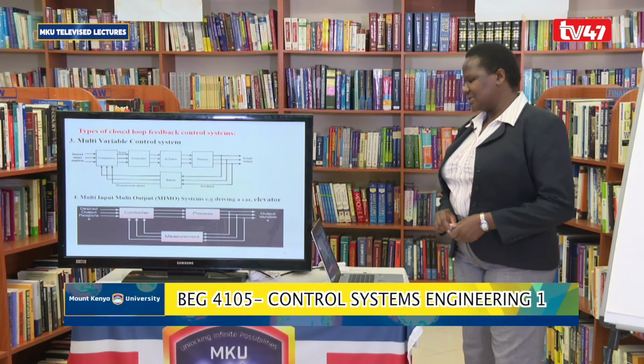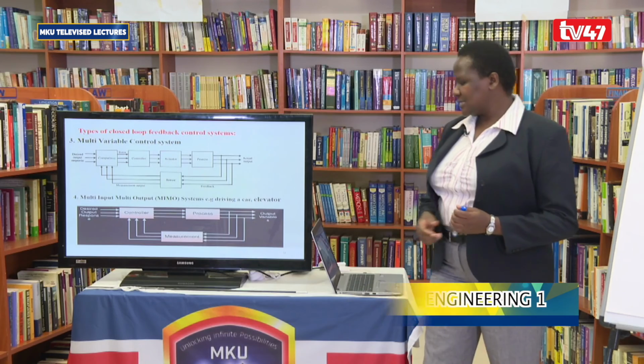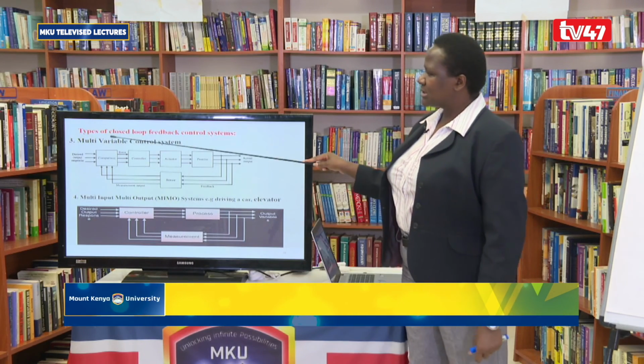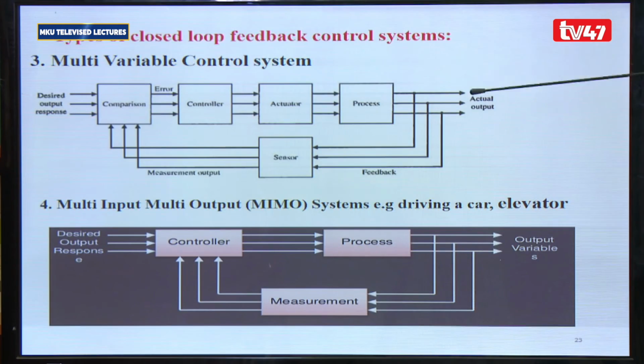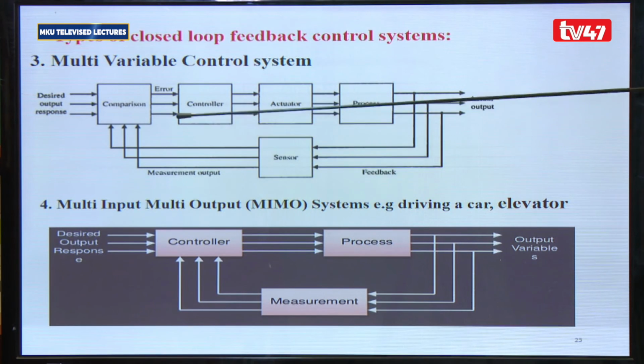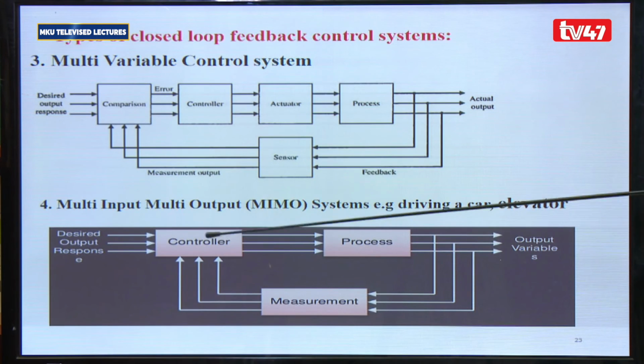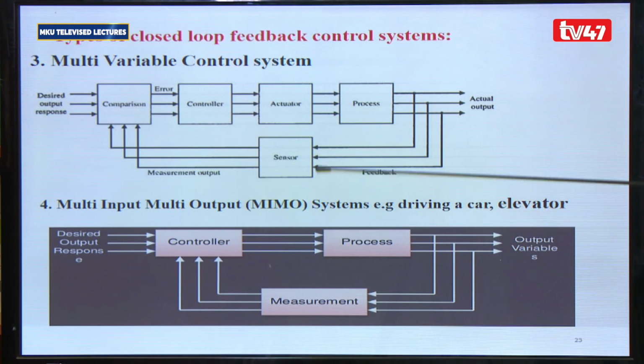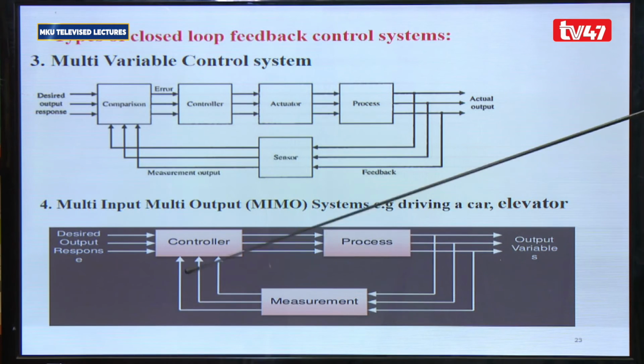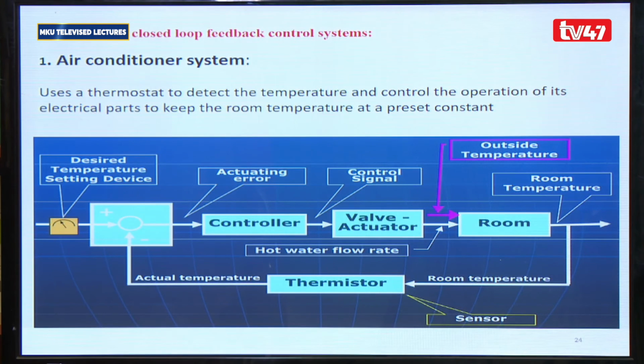Then another type is multivariable control systems. So in this case, we have several inputs having several outputs with several sensors depending on your particular system. Others can be very much complicated. Then we have multi-input, multi-output. So we have several input, several outputs. Then we have different measurements or feedback.